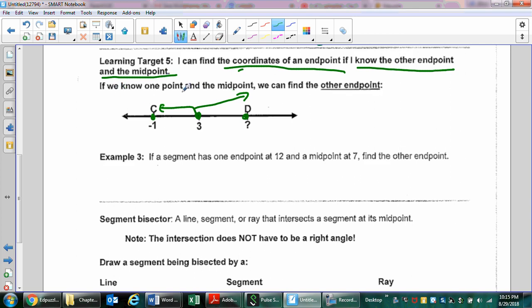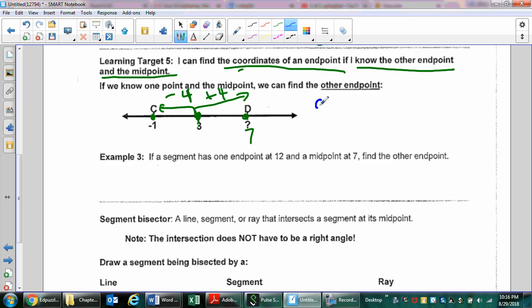If we know one endpoint and the midpoint, we can find the other endpoint. So in this case, I'm at 3. How far do I have to go to the left to get to -1? I have to travel negative, so I'm going to the left. From 3 to -1 it's -4. Then from 3 to the right side, I have to travel 4. So 3 plus 4 is 7. So this is one way of doing it. Just graph it and you can find it.